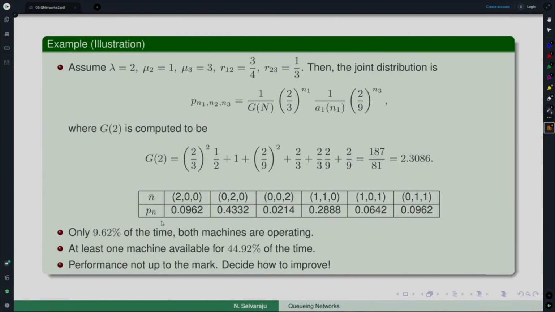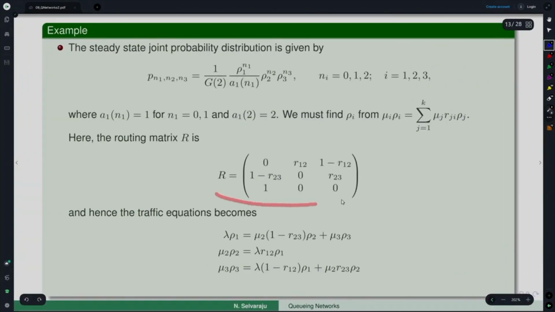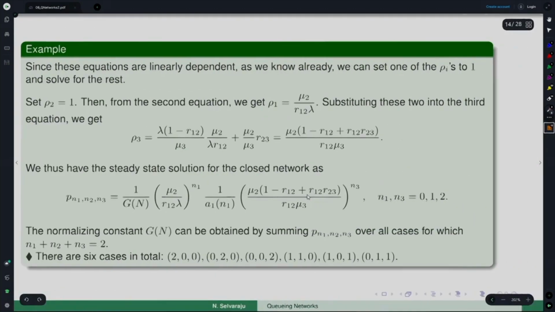Now, for illustration purpose, for easy understanding and then going forward as well, let us take some specific values for the parameters. Lambda equal to 2, mu 2 equal to 1, mu 3 equal to 3, r 1 2 is 3/4, r 2 3 is 1/3. So, 1 minus r 1 2 is 1/4 and 1 minus r 2 3 is 2/3, that comes automatically, because as you see here we said that this matrix will be a stochastic matrix. For a closed network, this must be a stochastic matrix, that you have to remember.